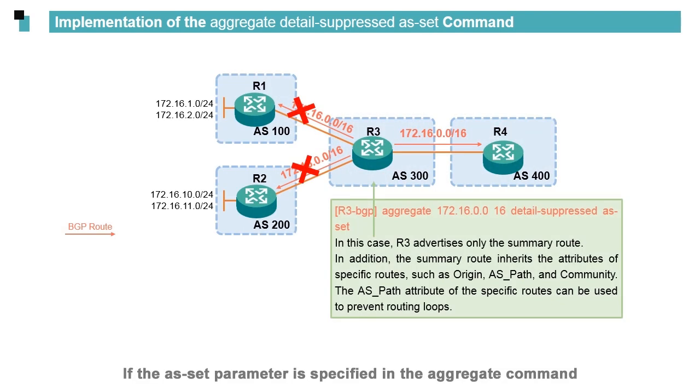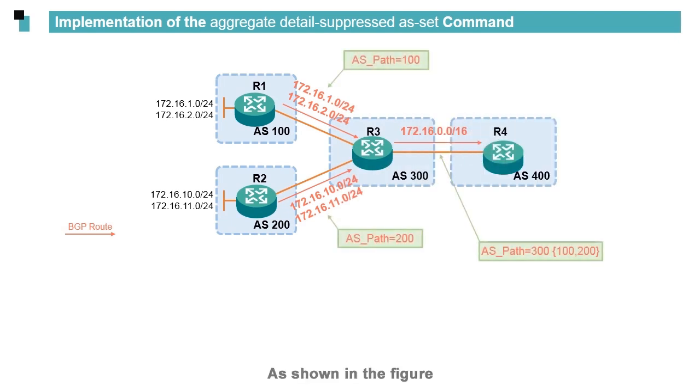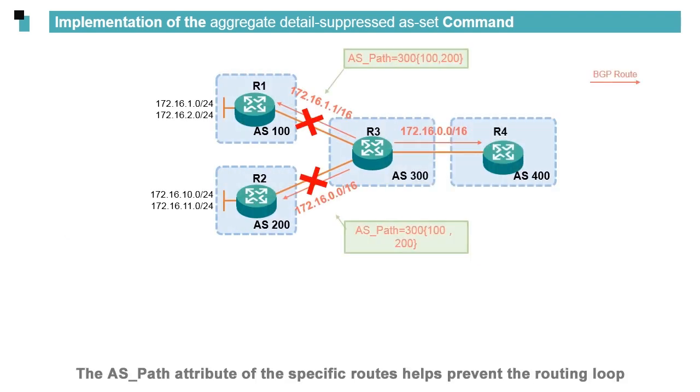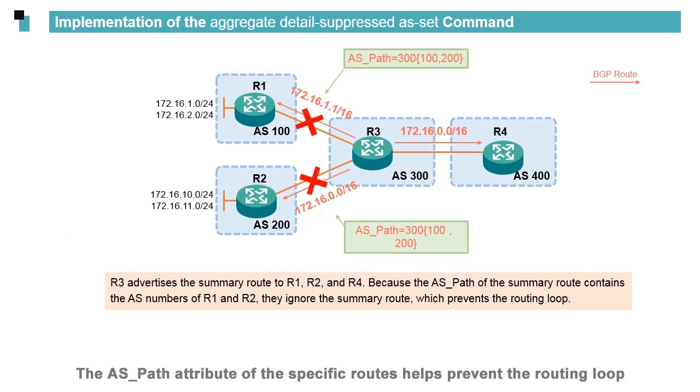If the AS set parameter is specified in the aggregate command, the summary route inherits the AS path, origin, and community attributes of the specific routes. As shown in the figure, the AS path attribute values of the specific routes are presented using the AS set in the summary route. The AS path attribute of the specific routes helps prevent the routing loop.